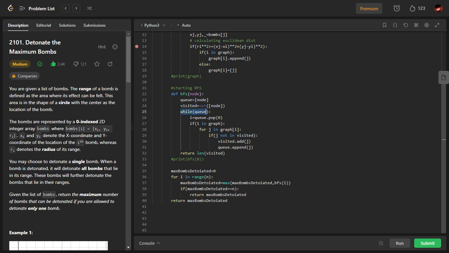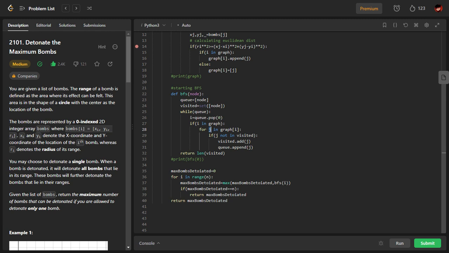While this queue is not empty, this loop will run. I am popping out the leftmost element. I will call it i. If i is in the graph; if it's not in the graph, we can't do anything. If it's in the graph, there will definitely be some other nodes which will be impacted if this particular bomb is blasted. Then we'll go to those nodes which will be blasted if I blast the bomb i. So j will represent all those nodes which will be blasted if there is an explosion in bomb i.